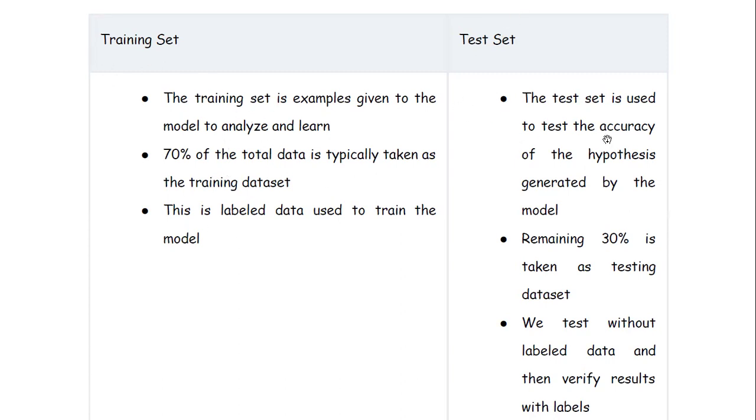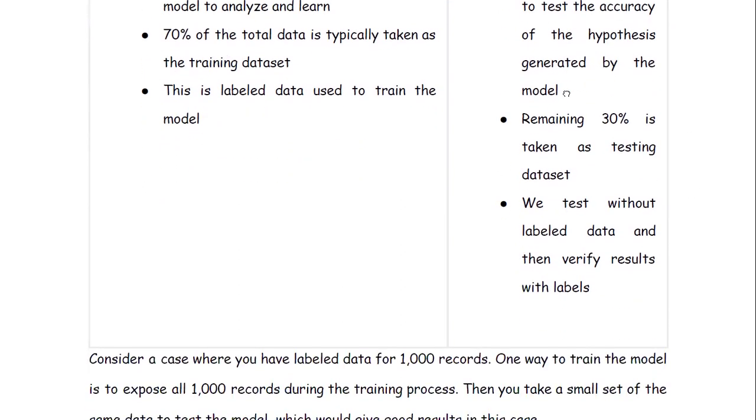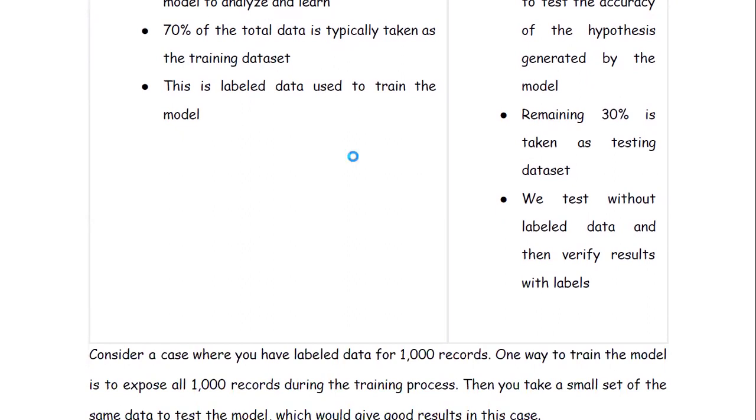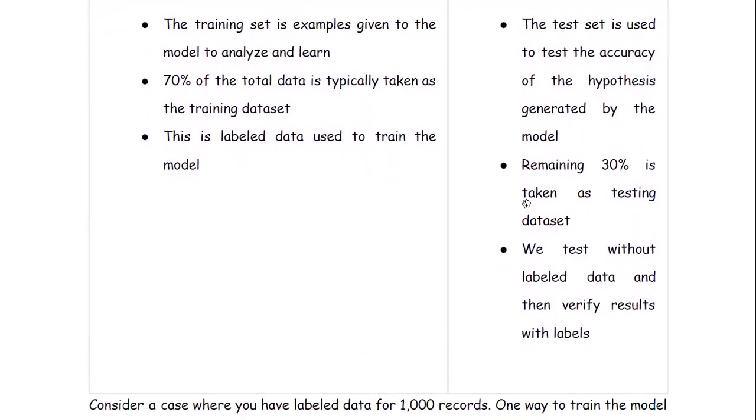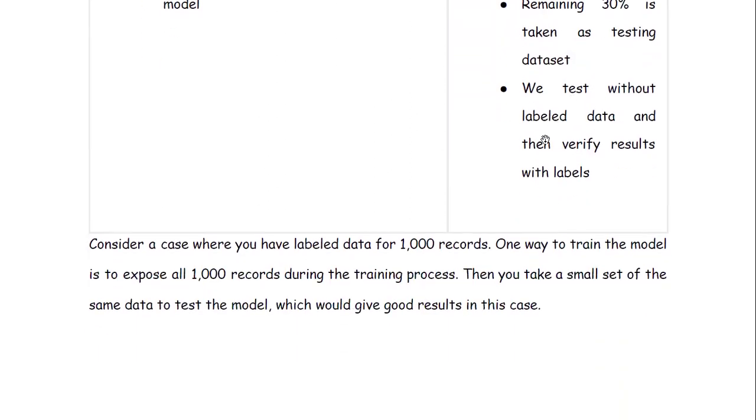Now the test set. This is used to test the accuracy of the hypothesis generated by the model. So you see 70% is assigned to the training set, how much is left? 30%. So the remaining 30% is taken as the testing data set. We test without labeled data and then verify the results with labels.